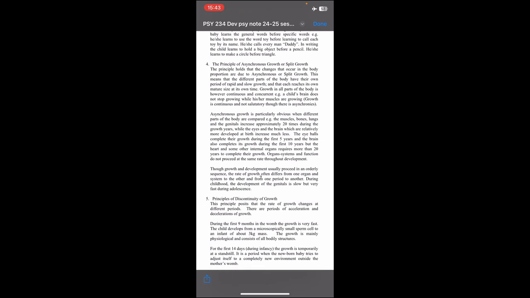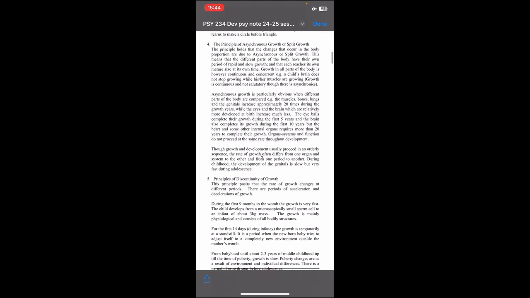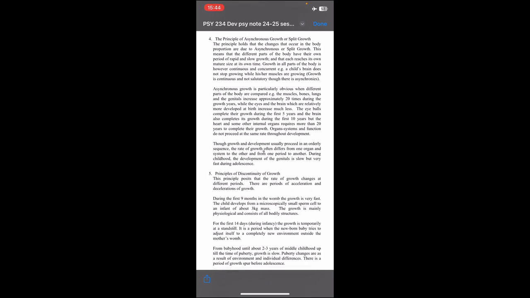Asynchronous growth is particularly obvious when different parts of the body are compared. The muscles, bones, lungs, and genitals increase approximately 20 times during the growth years, while the eyes and brain, which are relatively more developed at birth, increase much less. The eyeballs complete their growth during the first 5 years, and the brain completes during the first 10 years. But the heart and other internal organs require more than 20 years.